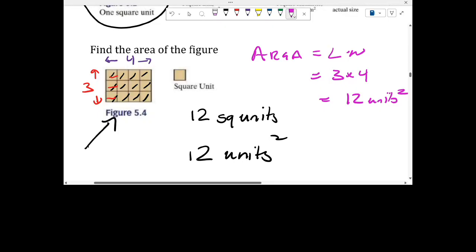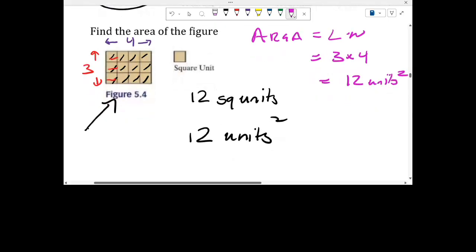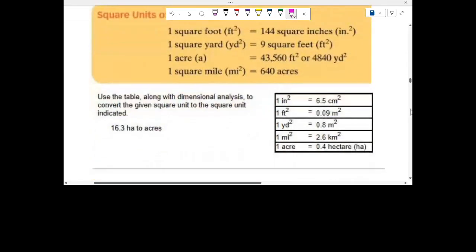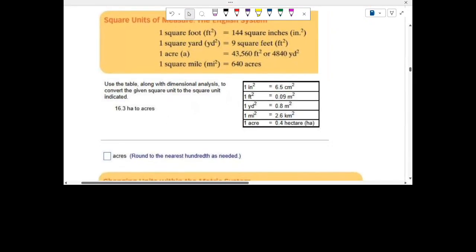So let's take a look at the next problem in our list and see what we got. Okay, so y'all, for these problems again, we're going to use this idea of dimensional analysis. How do we convert from one unit to another one? When we're in the English system or the American system, they're going to give us some information like we have here in that table.